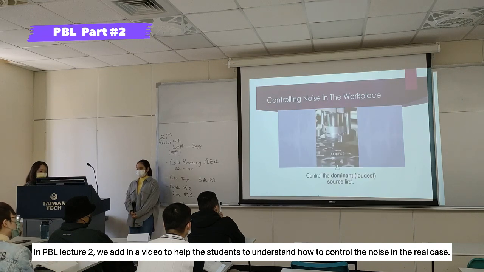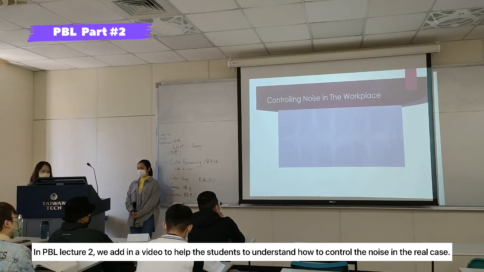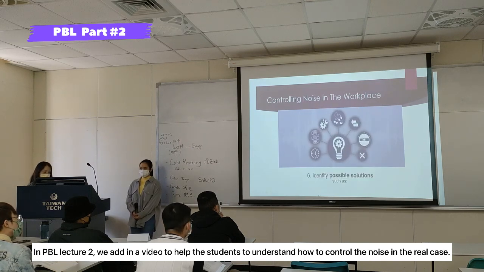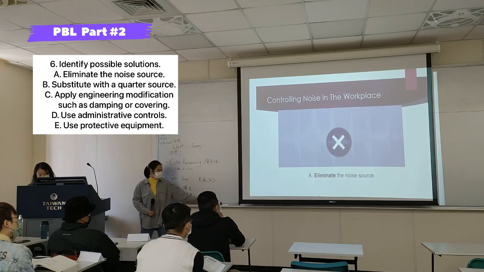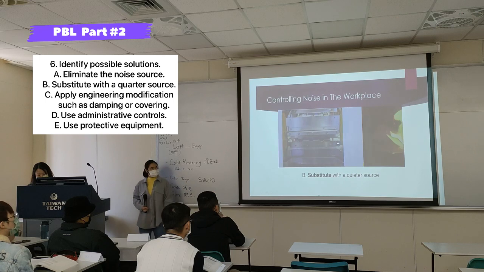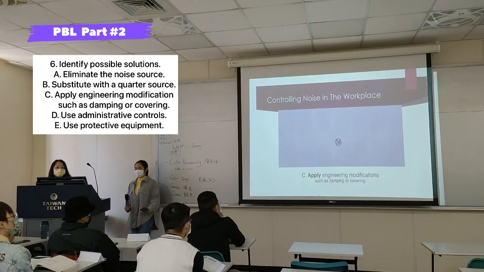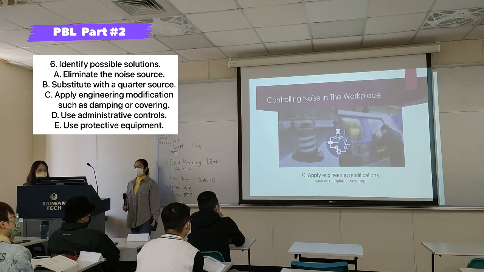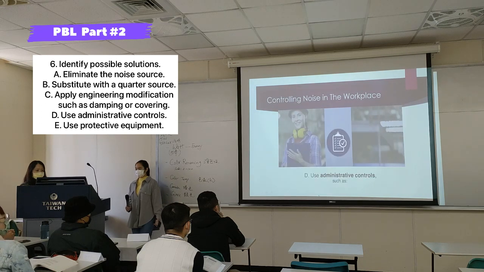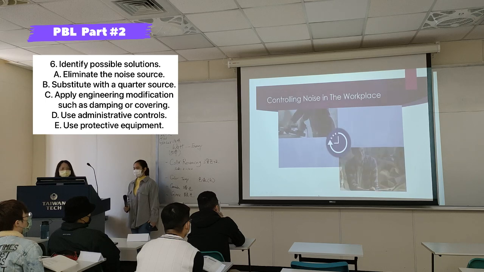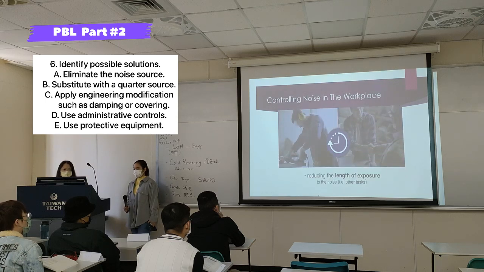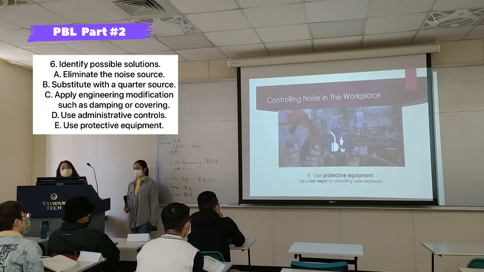Control the dominant source first. Identify possible solutions such as eliminating the noise source, or substituting it with a quieter source. Apply engineering modifications such as damping or covering. Use administrative controls such as reducing the length of exposure to the noise with, for example, other tasks. And lastly, use protective equipment as a last resort for controlling noise exposure.